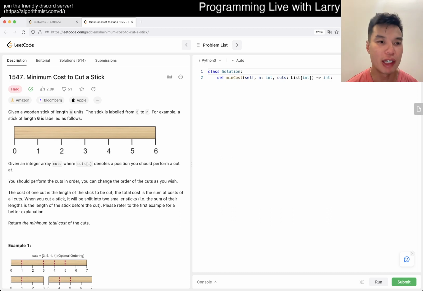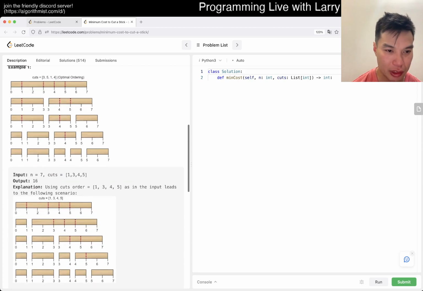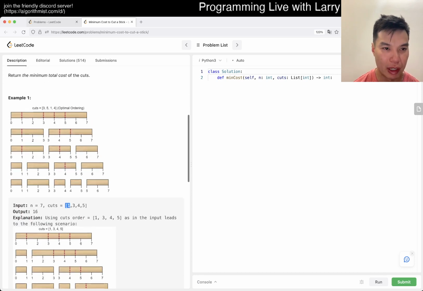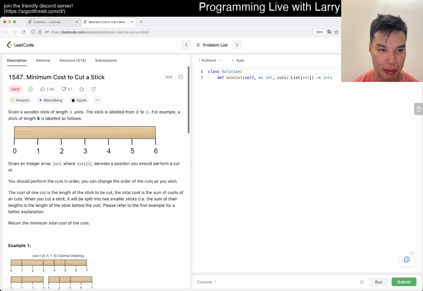Anyway, today's problem is 1547, minimum cost to cut a stick. Given a stick of n units, the labels are 0 to n. For example, you have 6. Cuts is where you should perform a cut. So you're given all these cuts, and n is the length of the stick. And then there's a cost, and you have to minimize the cost.